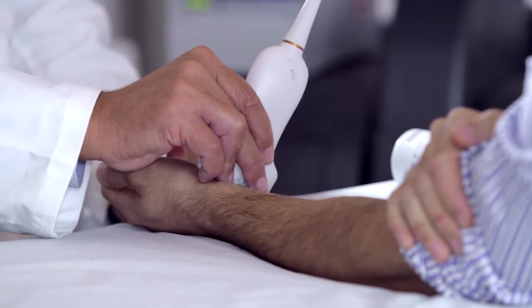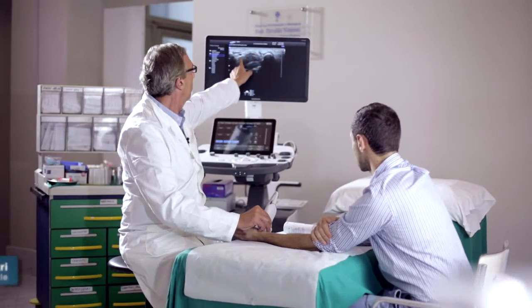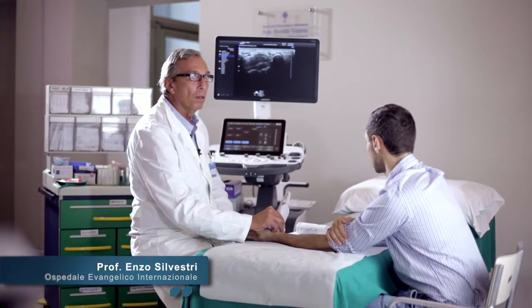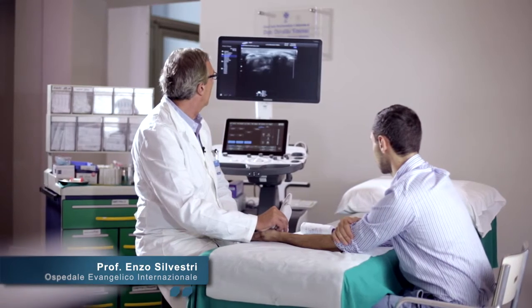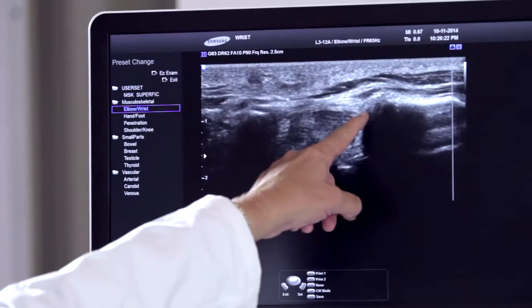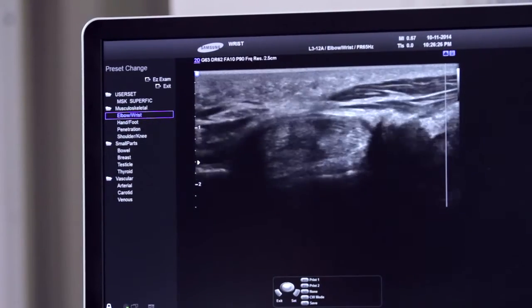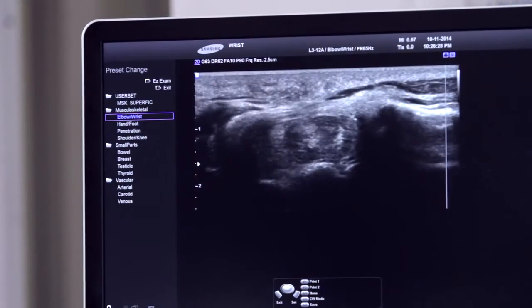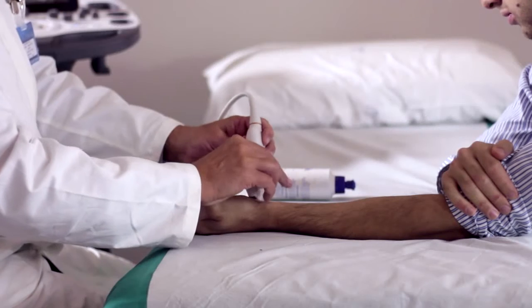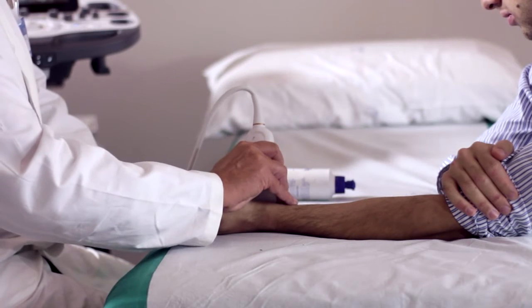The flexor retinaculum, which borders the carpal canal, in this region has a curved aspect, while more distally, the retinaculum is straighter and thicker, and this is an absolutely normal feature. After the scan, we can study the carpal canal with scans along its long axis to locate the longitudinal course of the median nerve.